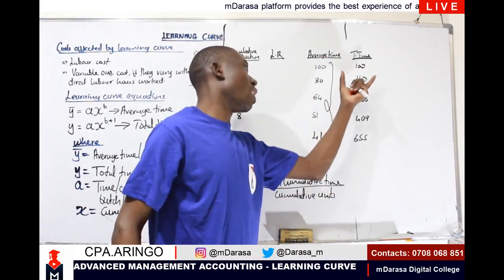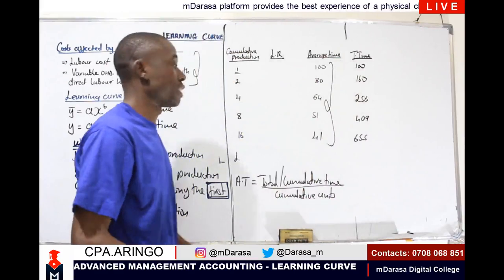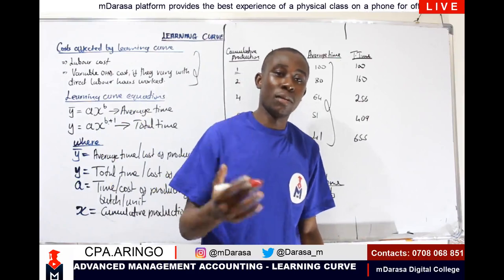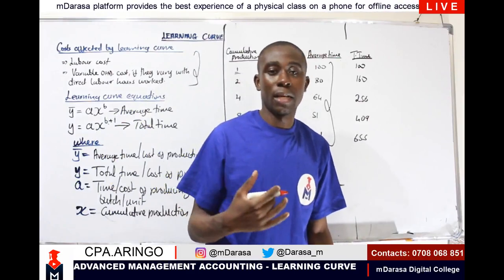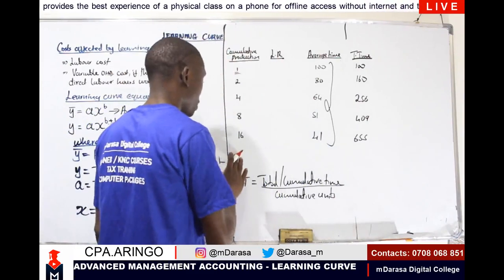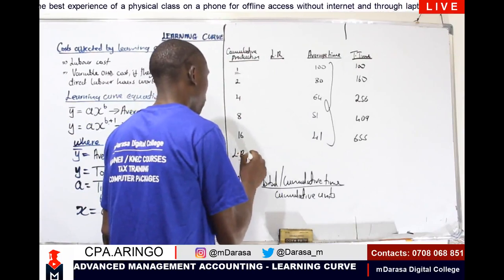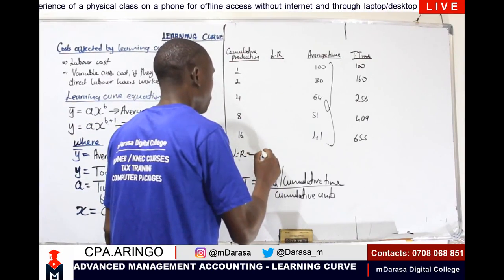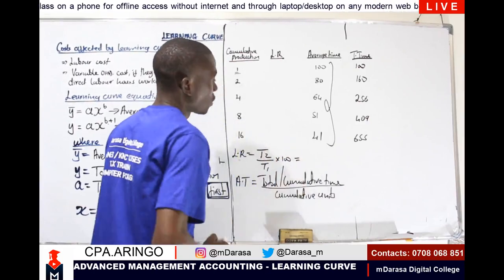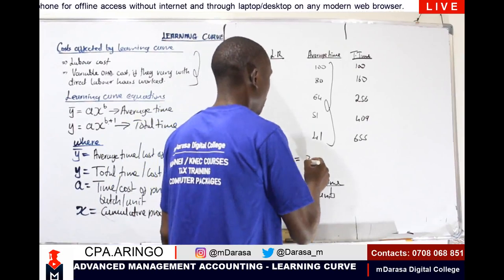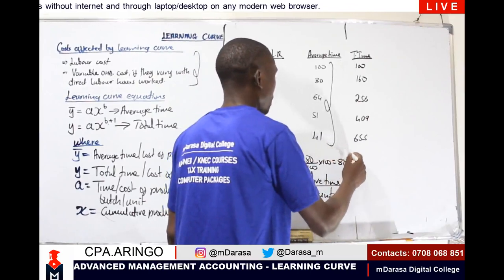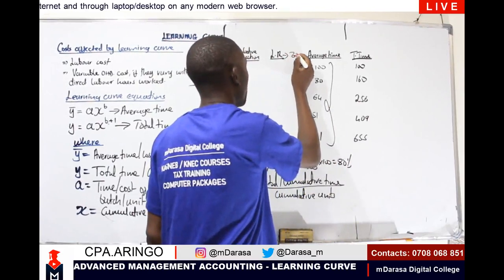Remember, you are only given total time and you are asked to determine our learning rate. So we are going to start by, first of all, determining our average time. Then the moment I have my time, and in this case I'm given the concept of the doubling effect, our cumulative production was doubling. So this is how I can determine our learning rate. To determine our learning rate, if we have our average time, I'll be talking of T2, we divide by T1, times what? Times 100. So in our case, we can talk of 80 divided by 100 times 100. Definitely, I'm going to get 80%. So we've gone back to the 80%.